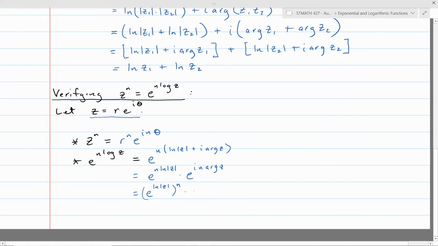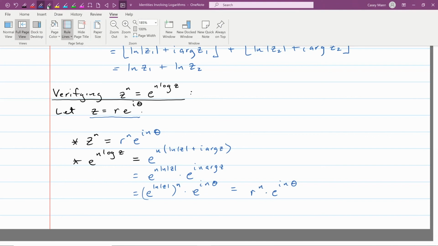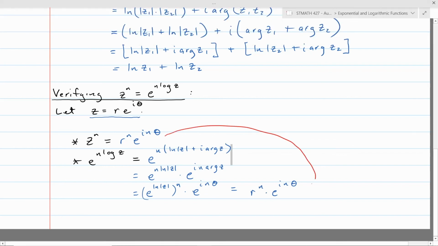And then the second term there, e to the i n arg z, is just the same as theta, right? I mean, theta is just the angle. You can choose any theta that you want that's in the arg. And then e to the natural log of modulus z is modulus z. But modulus z is r, so this is just r to the n times e to the i n theta. And then you see that these terms here and here are equal to one another. So that verifies that identity.